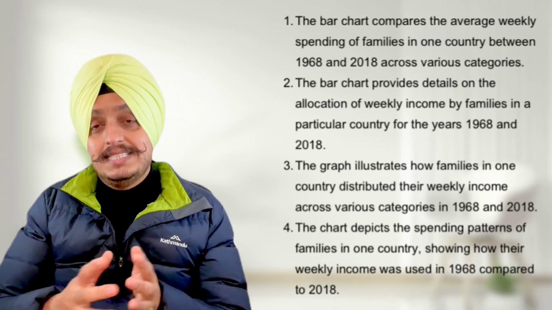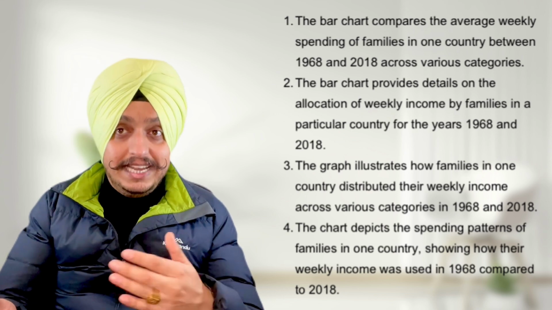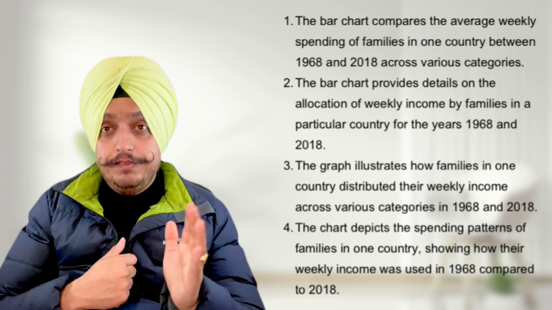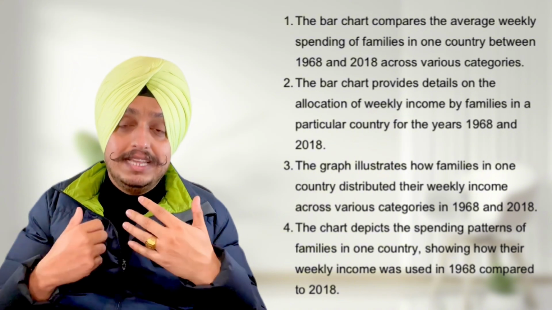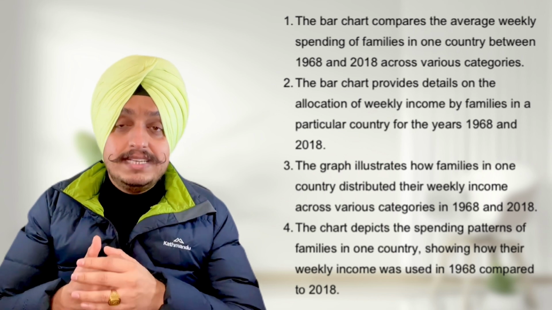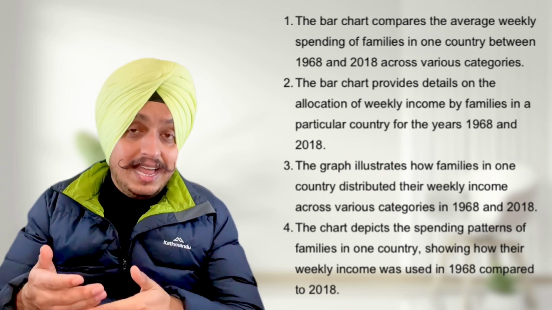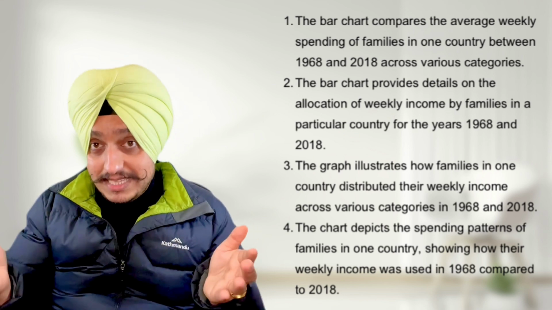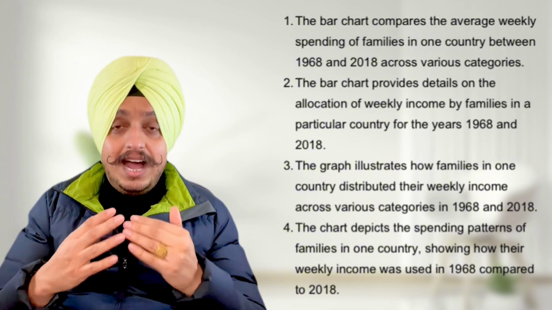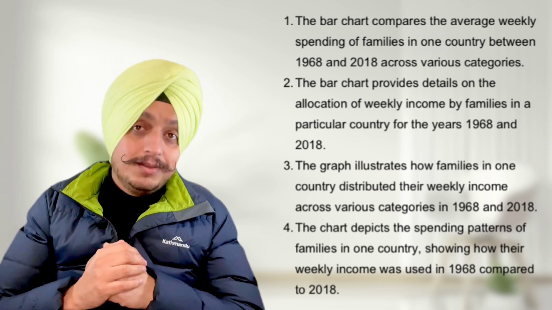The bar chart compares the average weekly spending of families in one country between 1968 and 2018 across various categories. The bar chart provides details on the allocation of weekly income by families in a particular country for the years 1968 and 2018. The next one is the graph illustrates how families in one country distributed their weekly income across various categories in 1968 and 2008. So there's another way. The chart depicts the spending patterns of families in one country, showing how their weekly income was spent in 1968 compared to 2018.